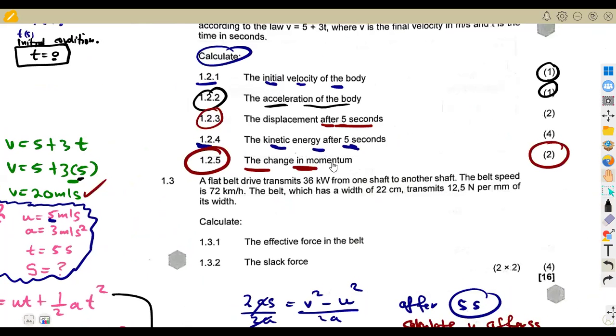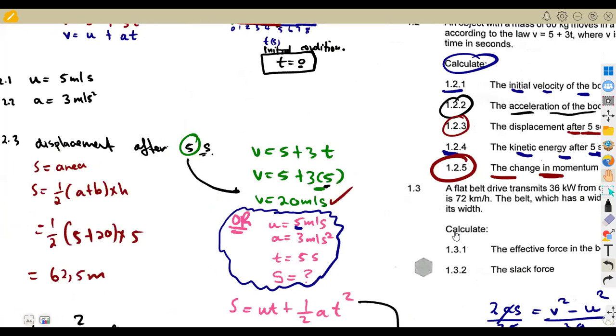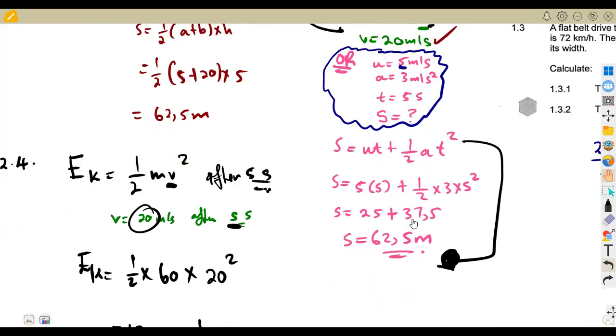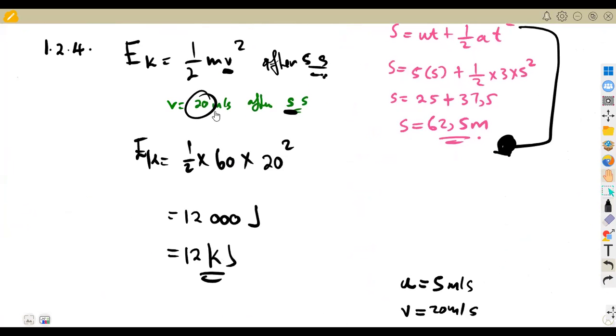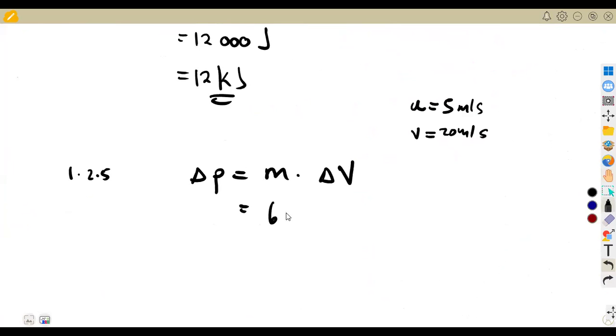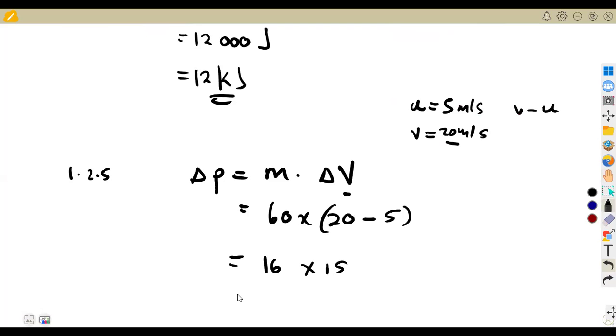But they have to mention 5 seconds because that is where our momentum changed. Our velocity changed for that particular time. So we are working under 5 seconds there, and we're just going to put in our values here. The mass of the object is not changing. M is 60. So that is going to be 60 times the change in velocity, that means the final velocity minus the initial velocity. The final is 20 minus the initial, which is 5. So that is 60 times 15. If you subtract here, that's 15. And if you multiply 60 by 15, that's 900.